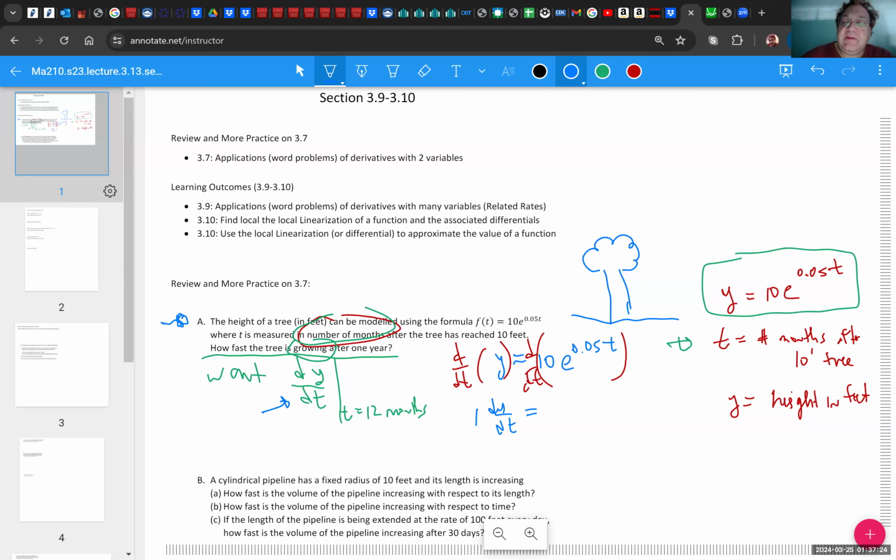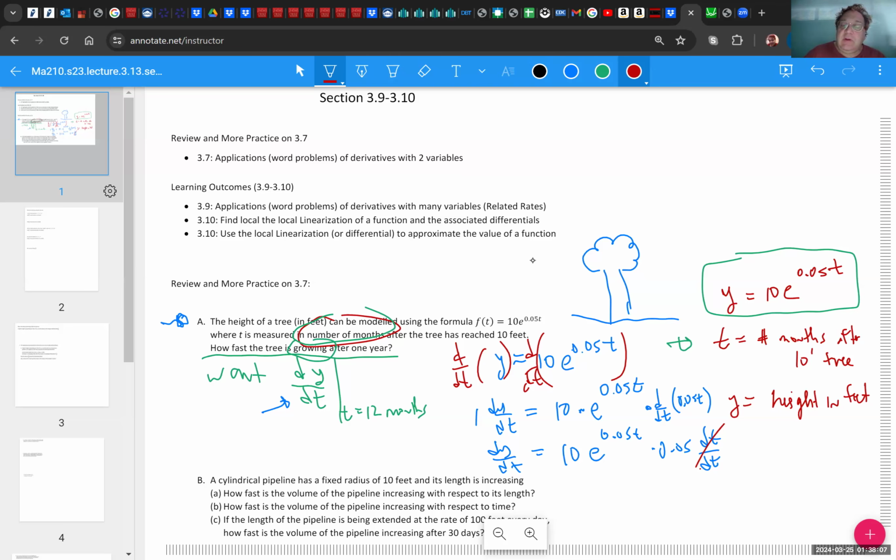And the derivative of this thing, the 10, because it's multiplied, doesn't affect the derivative. The derivative of e to a function, e to a thing, is e to the thing times the derivative of that thing. That's our chain rule. And so we get dy/dt is equal to 10 e to the 0.05t, and then the derivative of 0.05t is 0.05 dt/dt, which is just 1. So we don't need to write this because it multiplies and goes away.